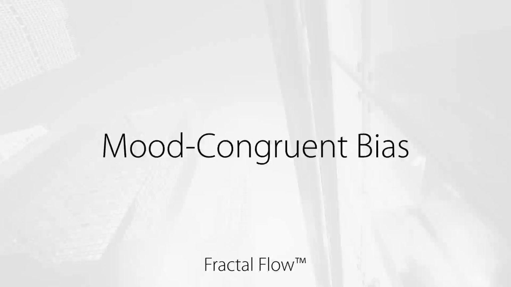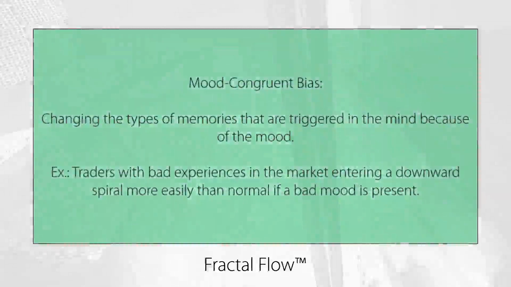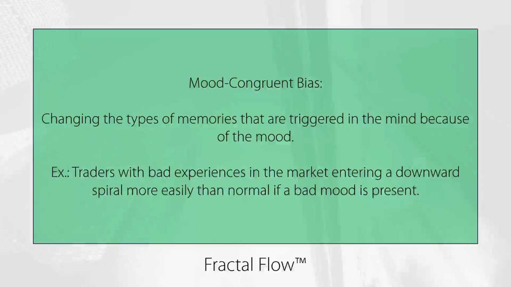This is a familiar bias to most people who have some experience in the markets. The mood congruent bias is when your mood affects the types of memories that are triggered in your mind. If you are a trader with a lot of bad experiences in the market, this can be a problem. If you happen to be this type of trader, even a certain type of market scenario can trigger really bad emotions if you are in a bad mood already.